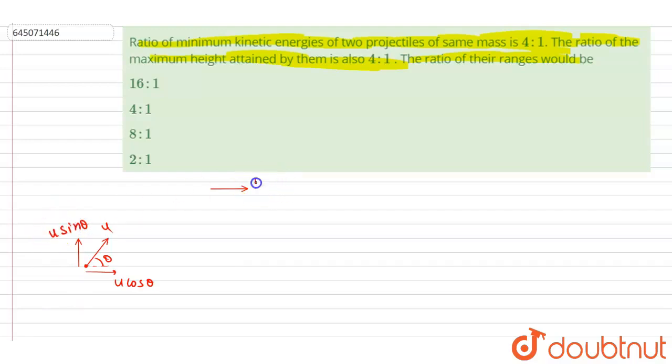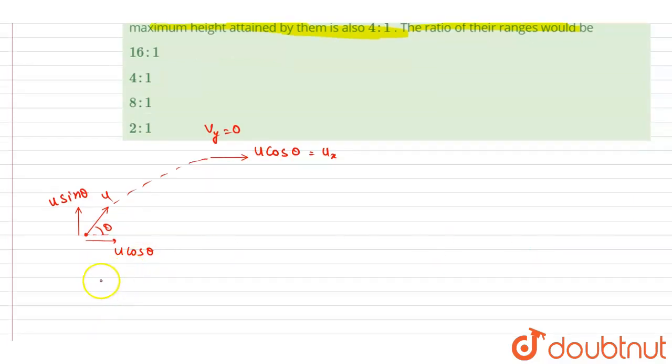So at the highest point, this particle will only have this u cos theta, and if the velocity is minimum, since the Vy is 0 at the highest point, and we know that this ux will remain constant throughout the motion, so the velocity will be minimum and kinetic energy will also be minimum. So I will write down the minimum kinetic energy is simply half m u cos theta square, right?